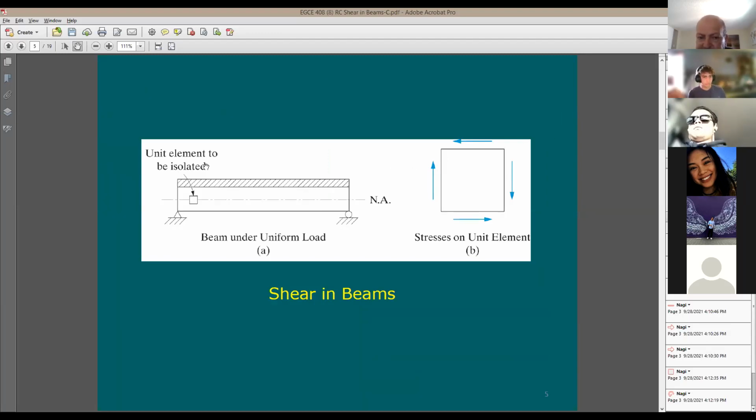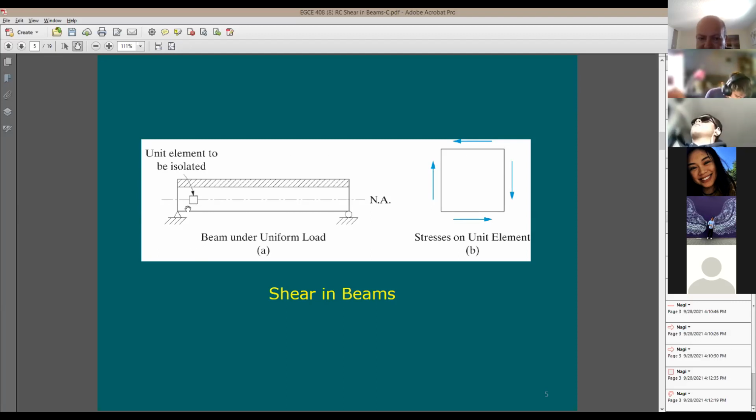Let's take here the beam. So here's our elevation of the beam. Let's take a stress element. We call this a stress element. If you guys remember Mohr's circle, this is going to be a stress element, which is this stress element here. So we're going to take it out of here, put it right here.